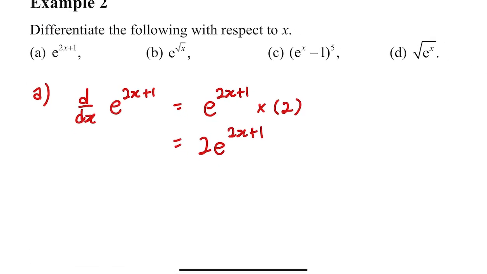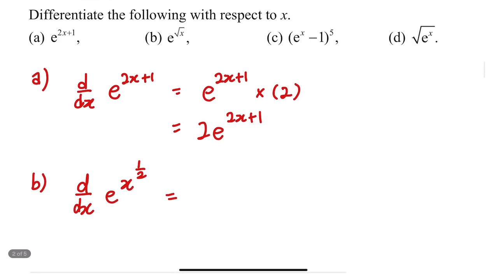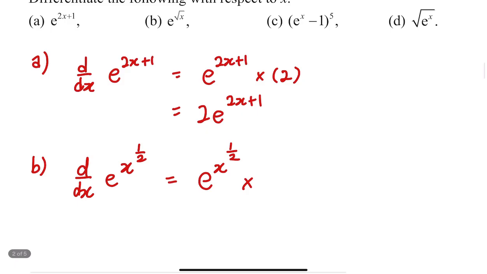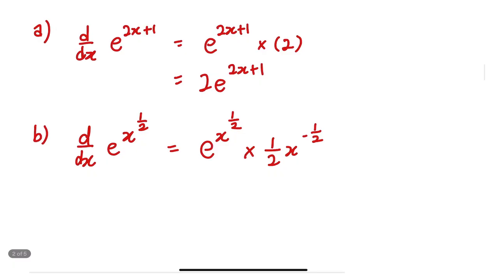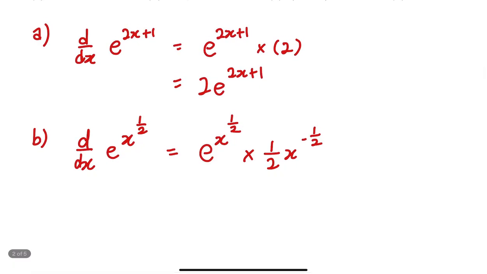Okay, let's look at example 2b now. Part b. I have square root x, which I can rewrite as x power half. If I want to differentiate this, same steps. Now instead of an x here, I have x power half. So I keep this same thing first, e power x power half. Then I multiply this by differentiating the power. Differentiate x power half will give me half times x power negative half. This is by the power rule.